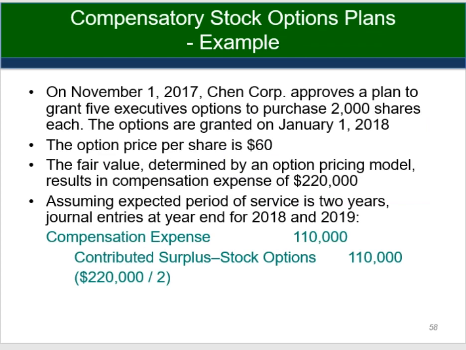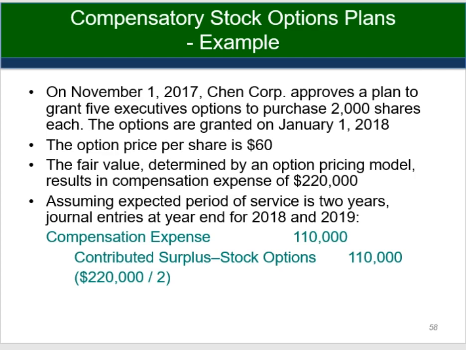So on November the 1st, Chen Corporation approved a plan to grant 5 executives options to purchase 2,000 shares each. The options are granted on January the 1st, 2018. Option price is $60 per share. The fair value, determined by an option pricing model, results in compensation expense of $220,000. So presumably, as we talked about before, there's the intrinsic value plus the time value. That works out to $220,000.